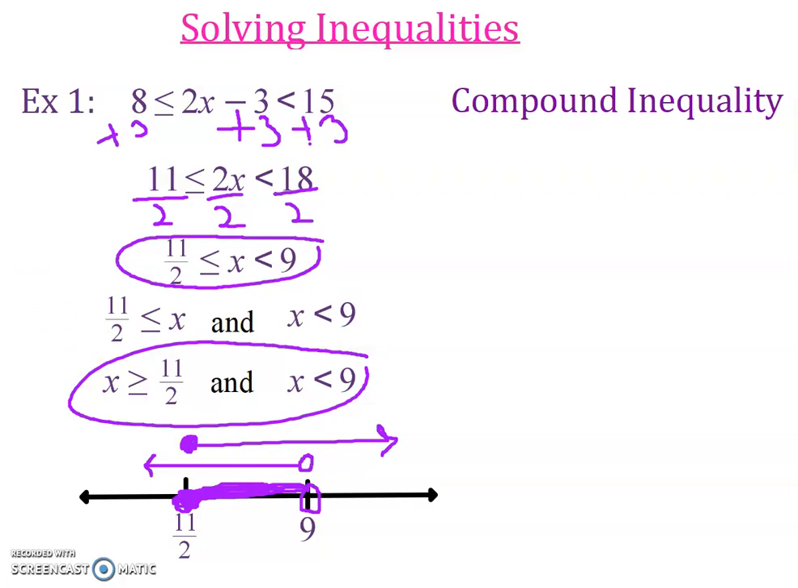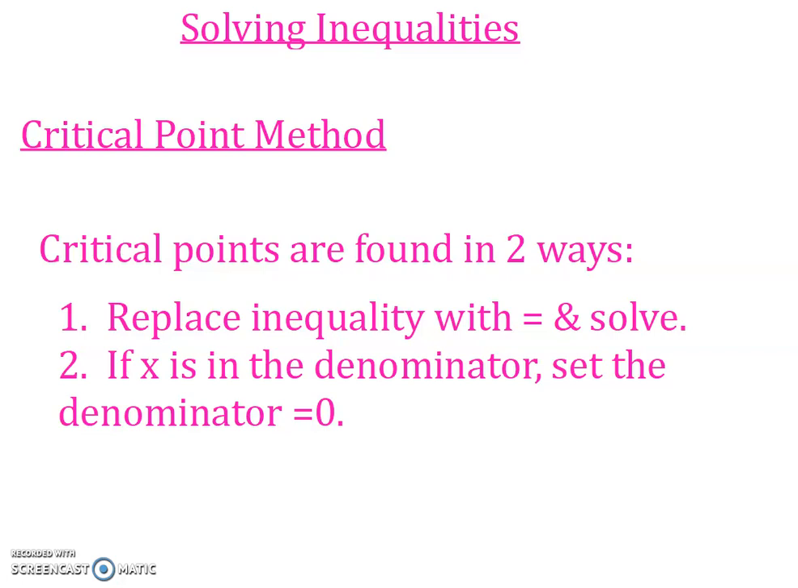Let's move on to solving absolute value inequalities. We use the critical point method to solve them using a graphical approach. So first, what is the critical point method? We find critical points two ways. One, by replacing the inequality with an equal sign and solving like normal. The second way you can also get a critical point is if x is in the denominator, you set the denominator equal to 0 and solve for x. Those are also critical points.